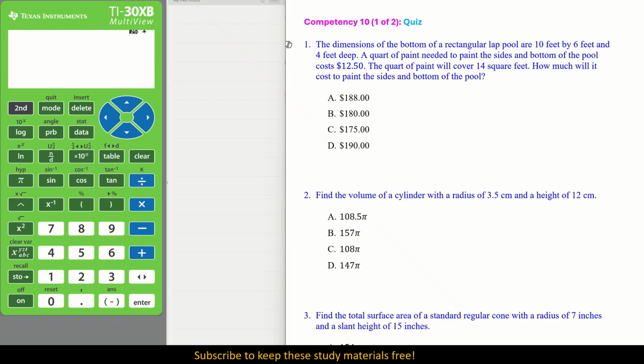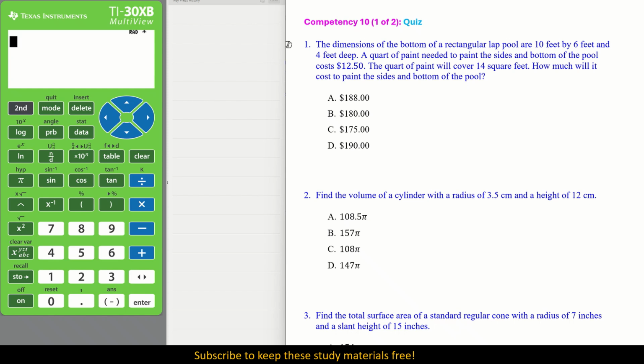Number 1. The dimensions of the bottom of a rectangular lap pool are 10 feet by 6 feet, and 4 feet deep. The quart of paint needed to paint the sides and bottom of the pool costs $12.50. The quart of paint will cover 14 square feet. How much will it cost to paint the sides and bottom of the pool?